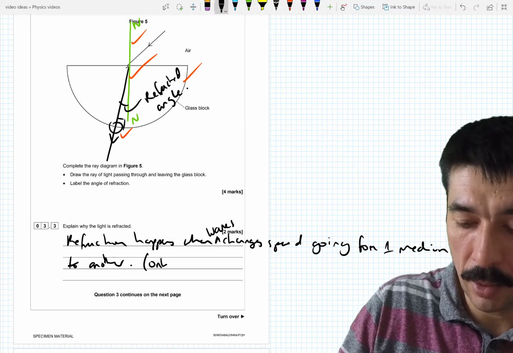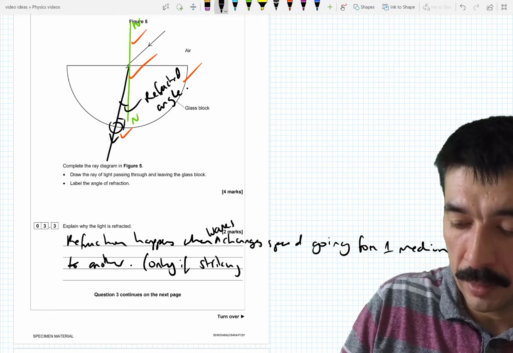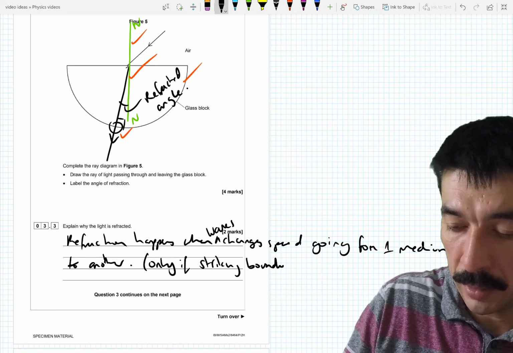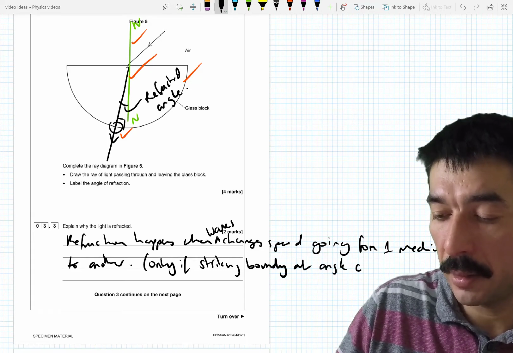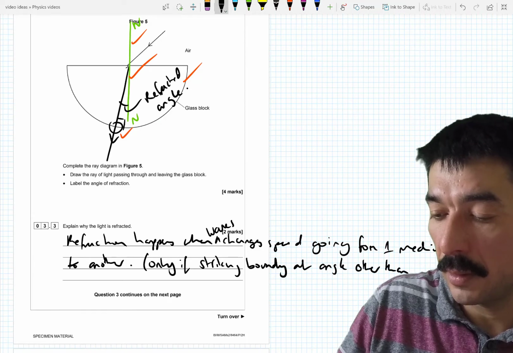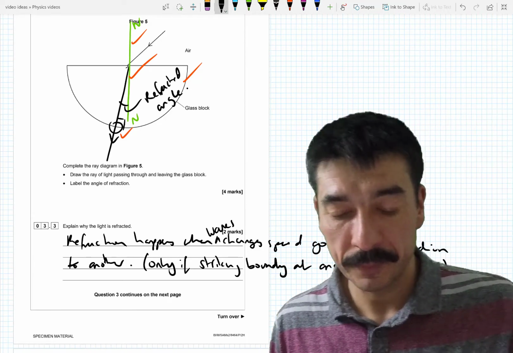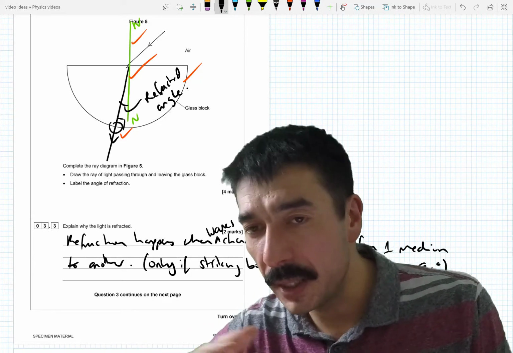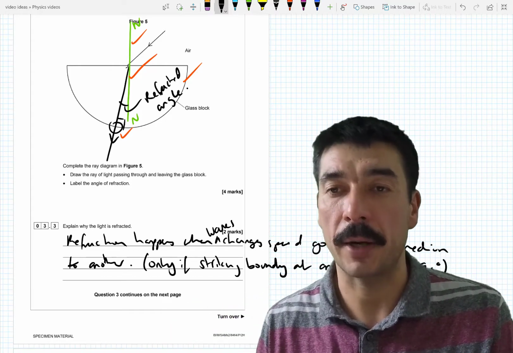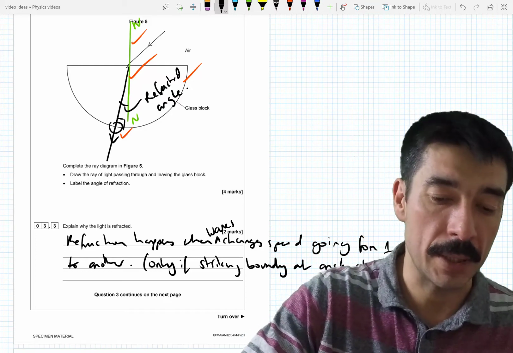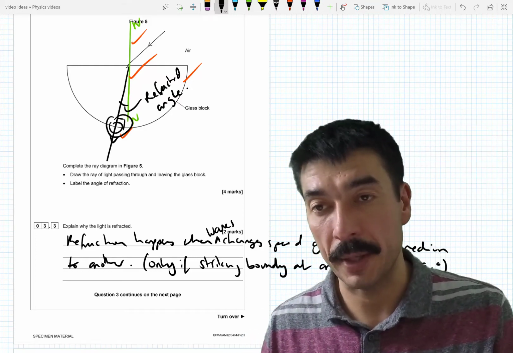In brackets, only if striking boundary at angle other than 90 degrees. Okay, so I've gone the extra mile there and said the condition where you don't get refraction happening, it just carries on straight, which is this condition here where you strike the boundary at 90 degrees.